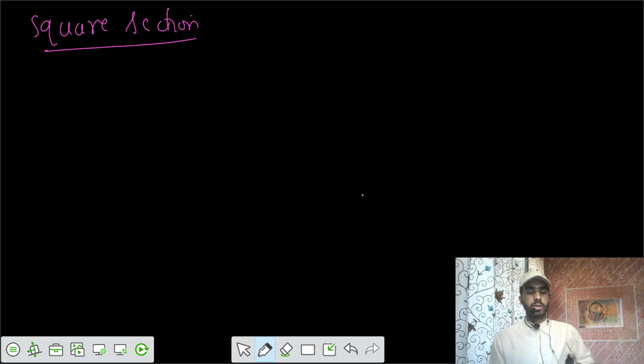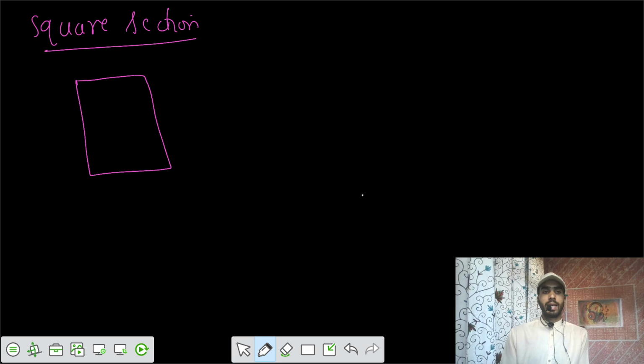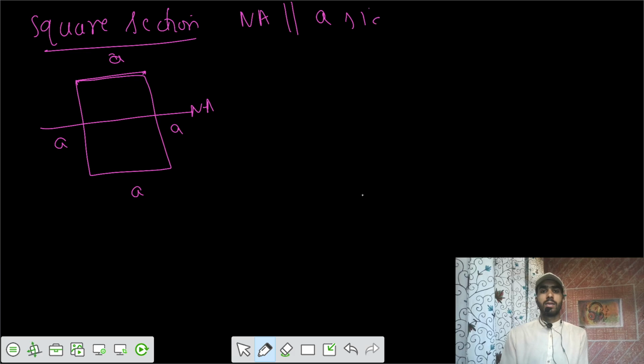Now we have two different configurations of that section. Firstly, we place the section such that the neutral axis is parallel to one of the sides. So this is your side A. All the sides are equal since it is a square, so we say all sides are equal to A. So the neutral axis is parallel to side A. And the next case is that you have a neutral axis parallel to one of the diagonals.